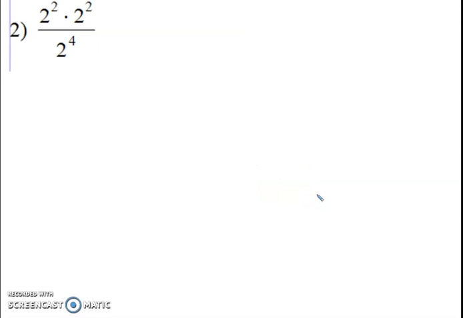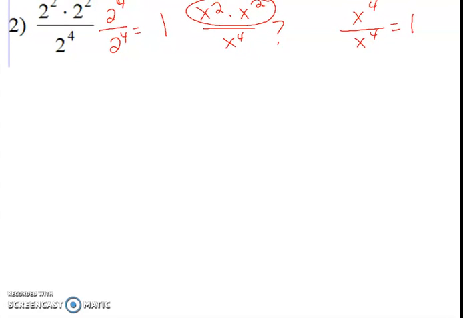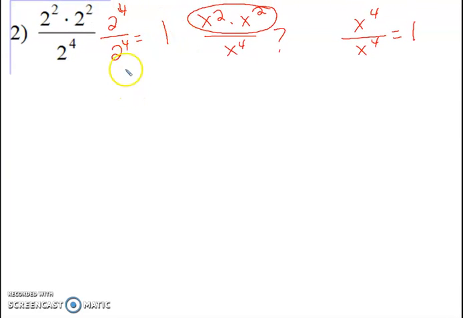So let's go look at number 2. There's nothing really different about this. If this was x squared times x squared over x to the 4th, what would you do? Well, the first thing you could do, you can combine these up here, and you get x to the 4th over x to the 4th. Same thing here. I get 2 to the 4th over 2 to the 4th. So what is the answer to that? It's 1, the same as it would be if I had x's, okay? Because something to the 4th cancels with something to the 4th.